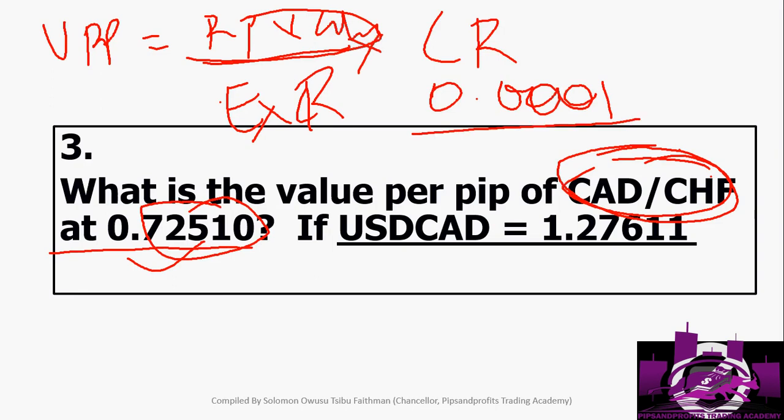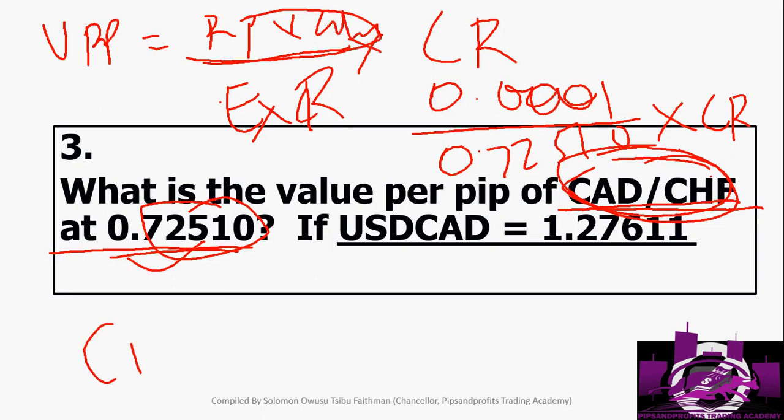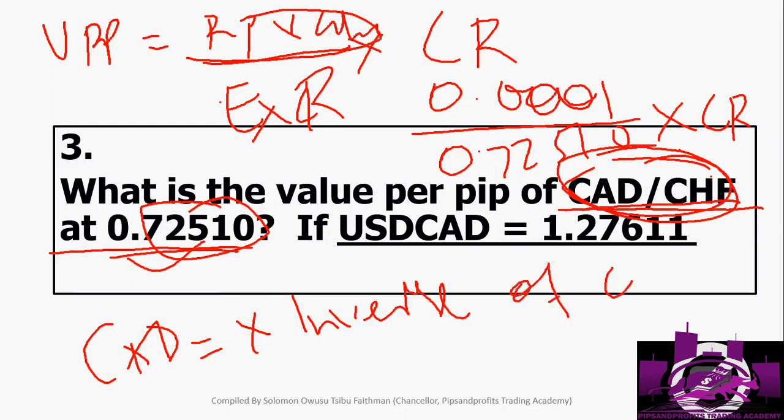The exchange rate we have over here, CAD CHF, the exchange rate we have is 0.72572510. Then we multiply it by the conversion rate. So for CAD crosses, we said that if it is CAD, then you are going to multiply by the inverse rate, okay? The inverse of USD CAD.